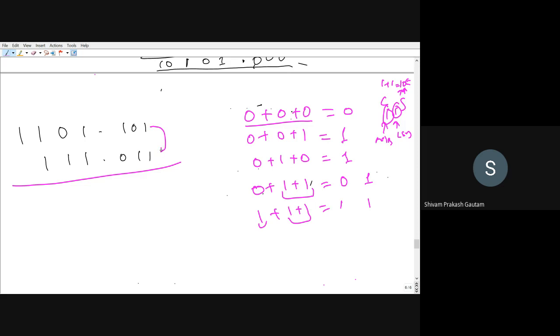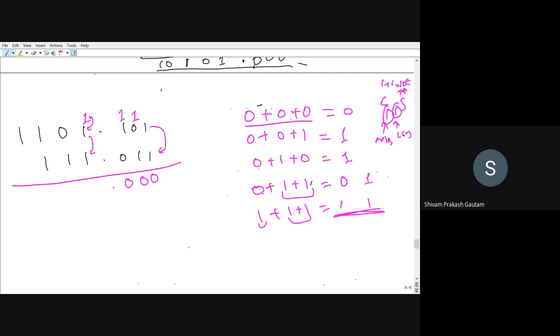Just add 1 plus 1. What will it be? 10. So this will be 0 and carry will be 1 here. So 1 plus 1 again 10. So 0 will be here and 1 will go here. 1 plus 1 will be equal to 10. So 0 and 1 will go here. Now in this case, see this, 1 plus 1 will be equal to 10 plus 1 will be equal to 11, like in this third case.